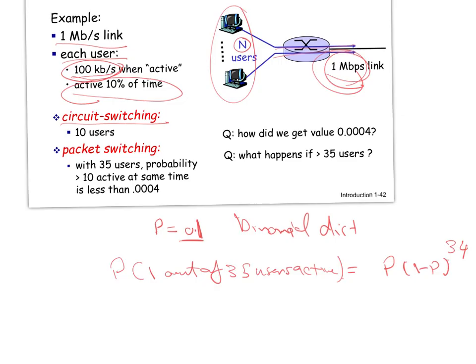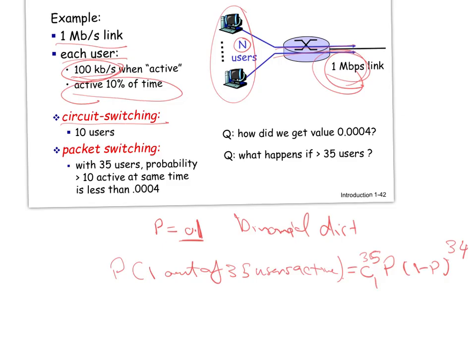But this might change. Okay? So user 1 is active and all the others are not. User 2 is active and all others are not. Or user 3 is active and all others are not. Or, in probability, that means plus. Okay. How many combinations do you have? 35 C 1, combination 1. Okay. So this is what we call a binomial distribution. So this is the probability that 1 out of the 35 is active.